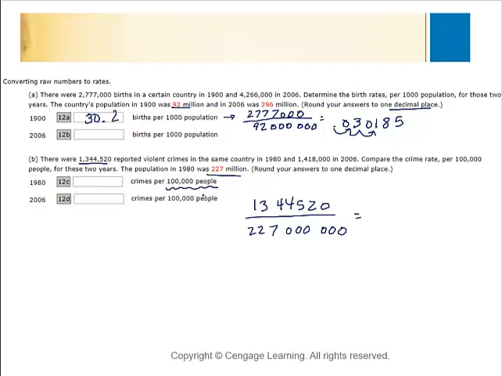1,344,520 divided by 227,123,123, enter. And I get as this answer 0.059222996. They want it per 100,000 people, so I'll multiply it by 100,000. So this answer is then, rounding it to one decimal place, 5922.3.